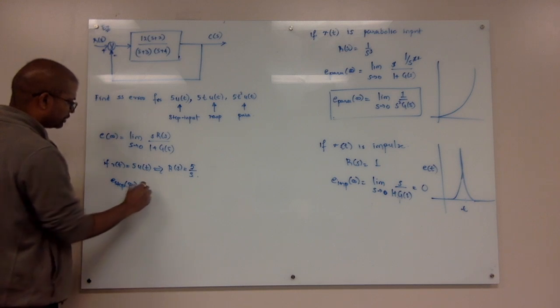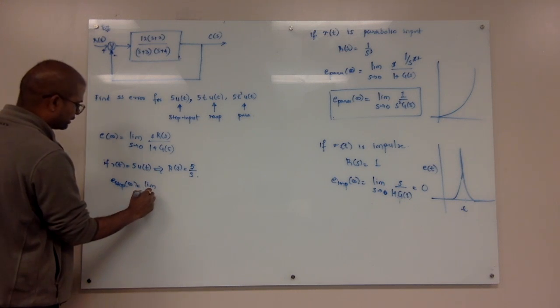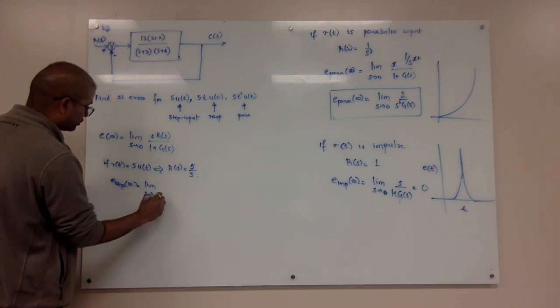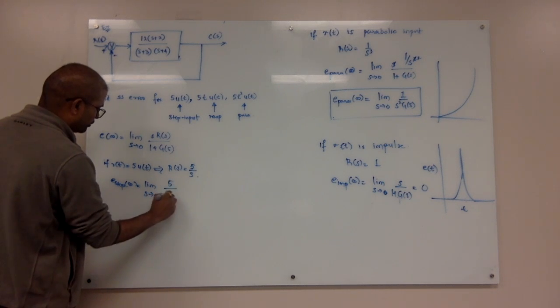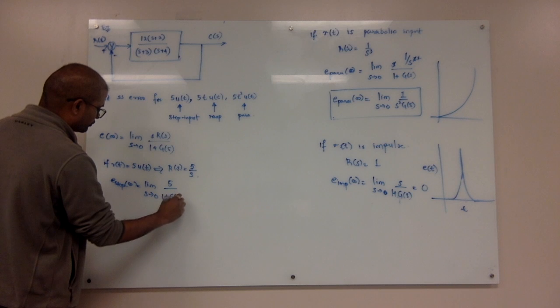So you're going to get E step here would be the limit as S tends to 0 of 5 divided by 1 plus G of S.